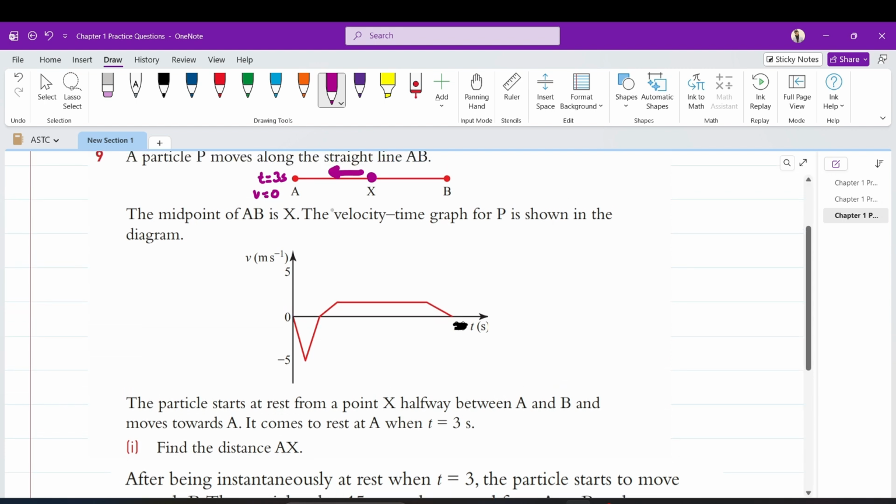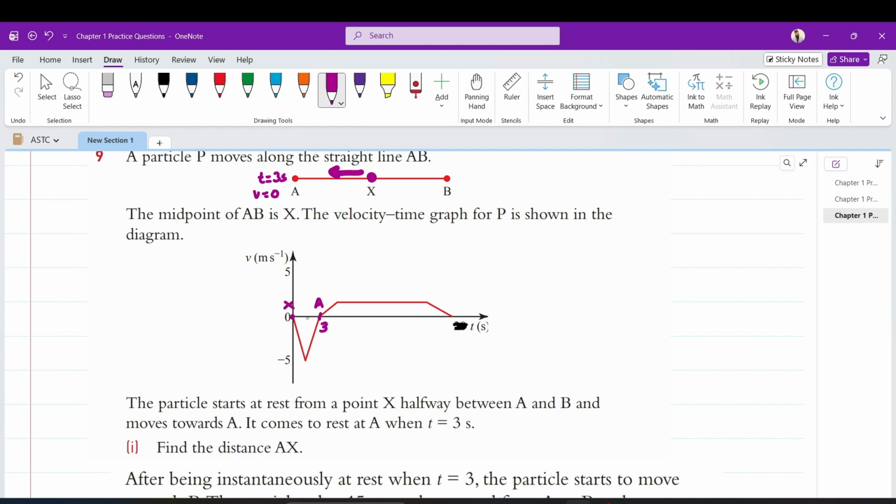If you notice, once it has started from the origin, it comes back to rest over here, right? And what did we read from the question? That it comes to rest at A when t equals 3 seconds. So therefore, this should be 3 seconds. This is the point where it is coming to rest at A. So I'm going to say that this is point X. It started its journey from here, and then this is point A.